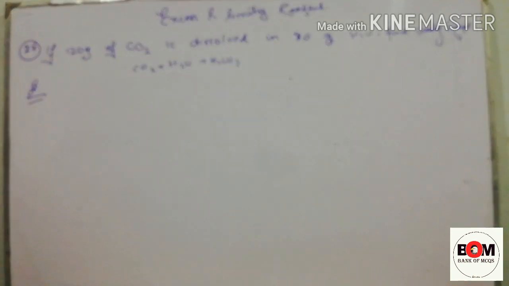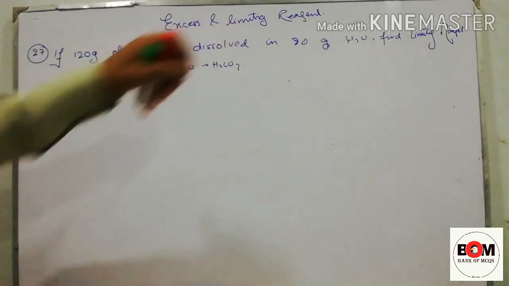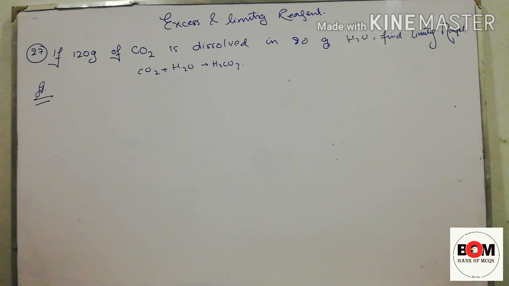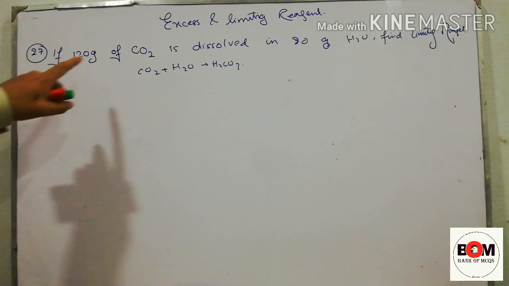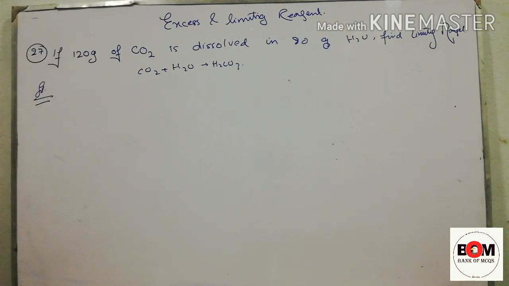Next is MCQ 27. This is based on the limiting reagent, which is very, very important. In every ETEA, there is one MCQ from the limiting reagent topic. Here we are solving MCQ number 27 on this. It's so easy, but you must remember three steps.